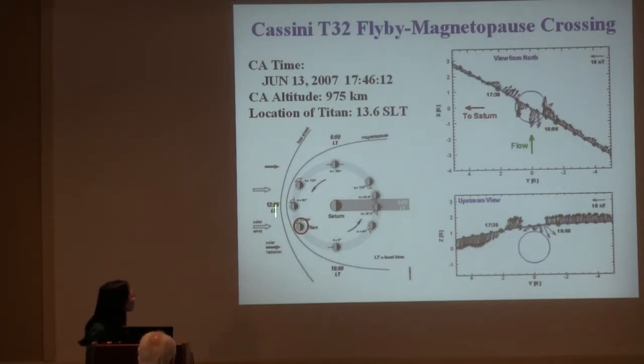This is very close to the magnetopause, and during this flyby, Cassini actually saw that Titan was moving across the magnetopause, as indicated by this magnetometer observation shown here. So before 1730, the field is pointing southward, meaning that Titan is inside Saturn's magnetosphere. But you can see a sudden change of the field afterward, indicating that Titan is moving outside the magnetosphere. So we did a simulation to study this case.